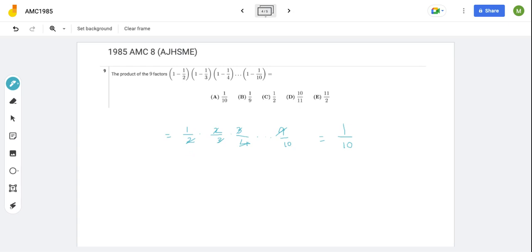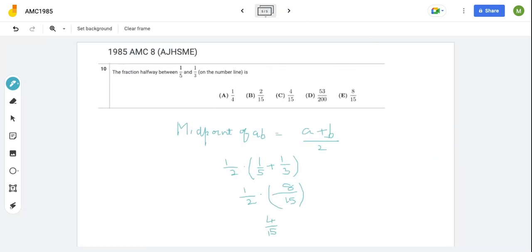So the first one is 1/2, second is 2/3, third is 3/4, and so on. It will go till 9/10. So all the common numbers will get cancelled in the numerator and denominator, and then finally you get the answer as 1/10, which is A. Going to the next one.